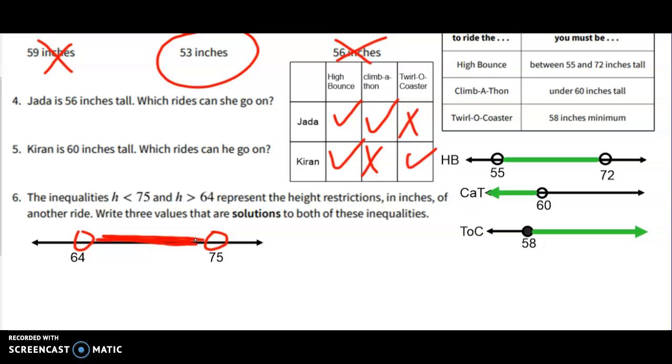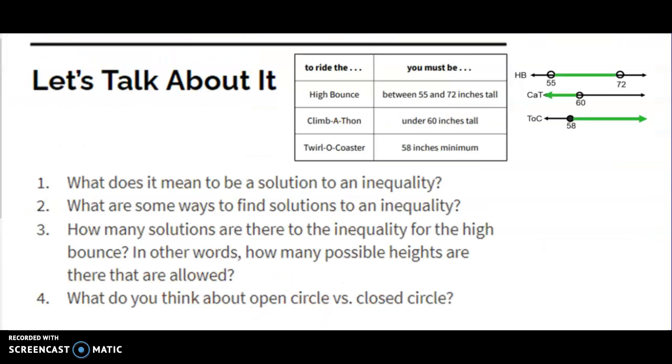So we can have H is 65. We could have H is 70. We could also have H is 71. Any of those are solutions to these inequalities because they work and they're true. Let's talk about it. What does it mean for a solution to be an inequality? Well, it's got to work. It's got to be true.